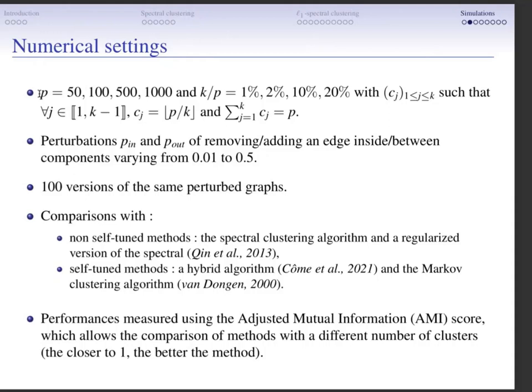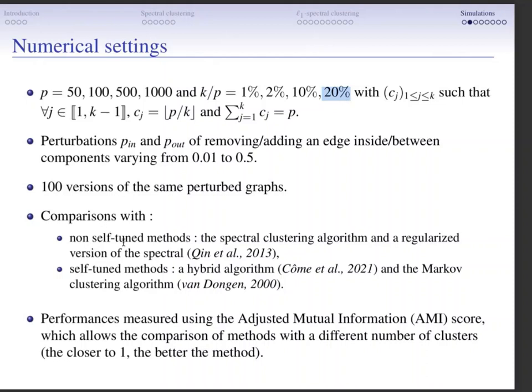And we also defined some different settings. For example, the number of nodes was from 50 to 1000. The number of connected components depends on the number of nodes, with a ratio between 1% and 20%. The connected components were chosen in a balanced way, so we would like to have the same number of nodes in all components.